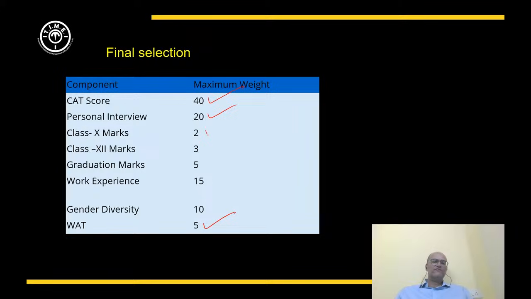10th class performance 2%, 12th class performance 3%, graduation at 5%. Work experience weightage was on the higher side. 15% weightage was assigned to work experience. Girls, they had 10% weightage. So this was the admission criteria during the final selection stage by IIM Nagpur.